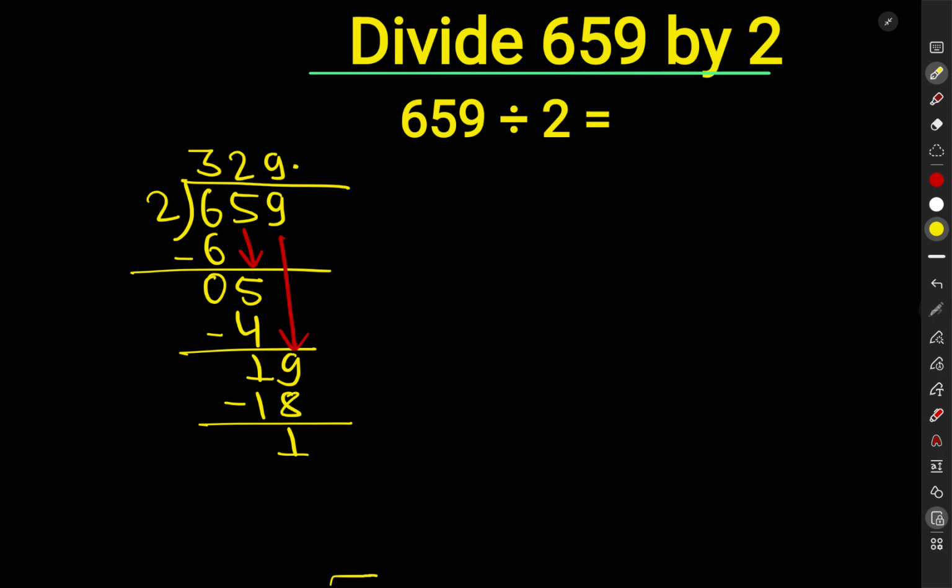So we take here decimal so that we put 0. So it is 10 and 2 times 5 is 10. On subtracting we get 0. So 659 divided by 2 is 329 decimal 5.